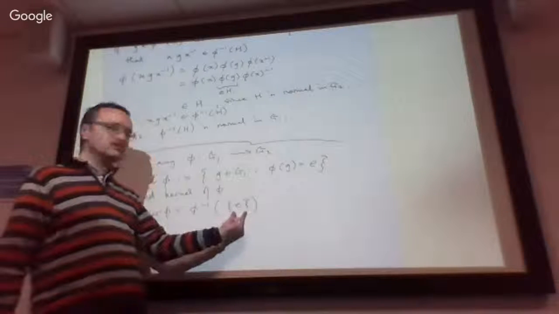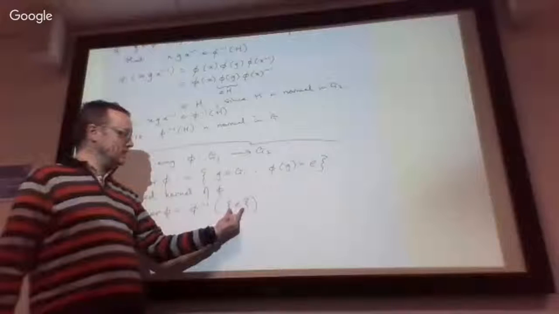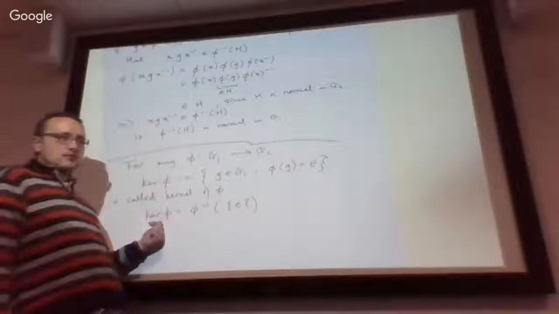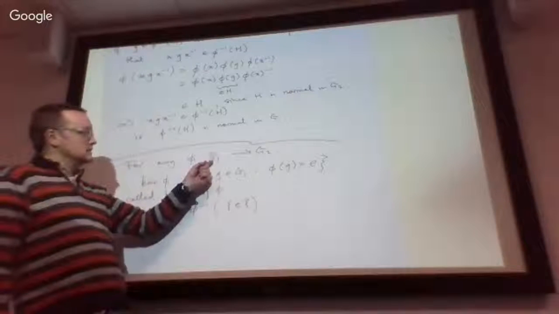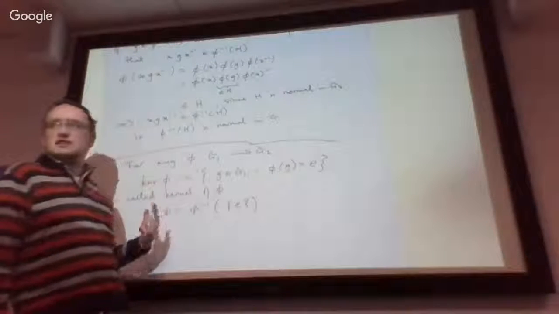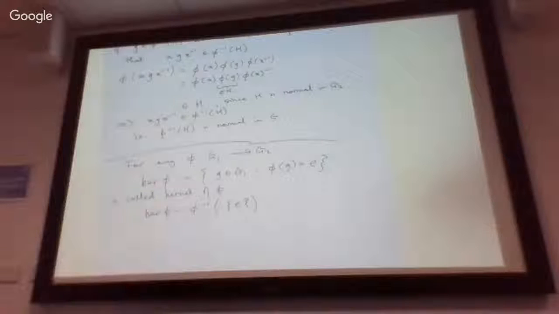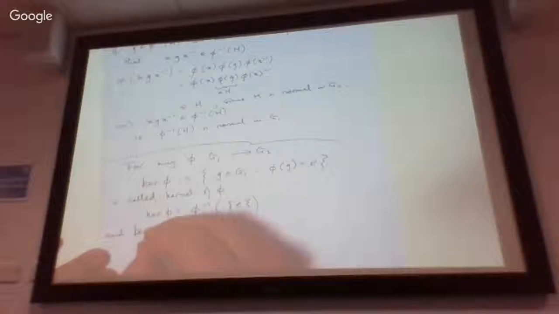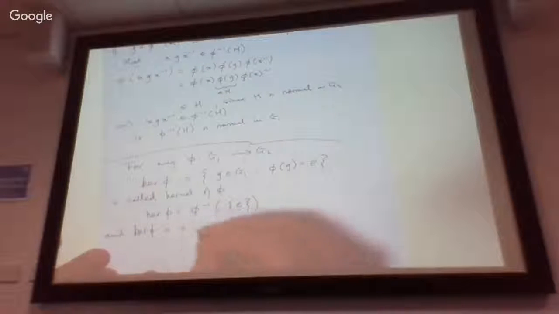Not a particularly interesting one. It's normal because it's the trivial subgroup. But what might be interesting is this subgroup over here, the pullback of it in G1. So we now know that the kernel is a subgroup and it's a normal subgroup of G1. The kernel of phi is a normal subgroup of G1.